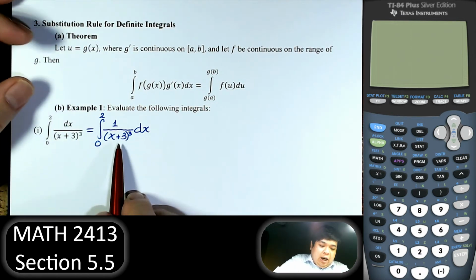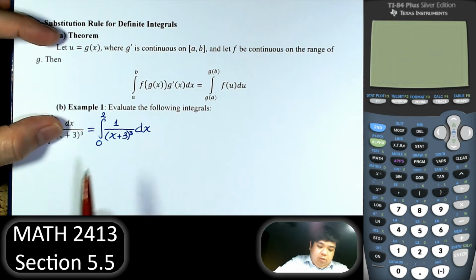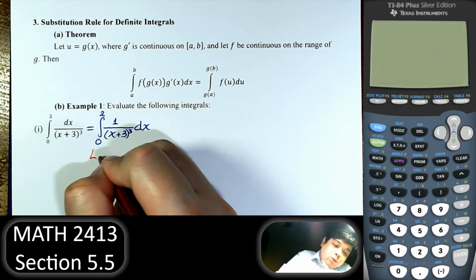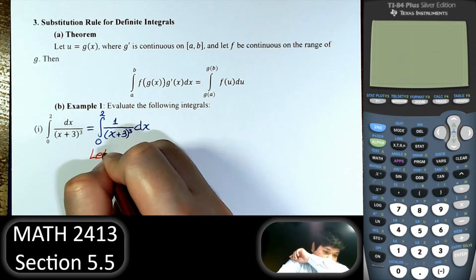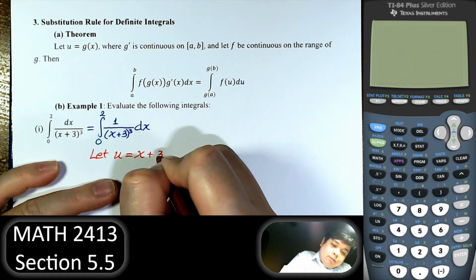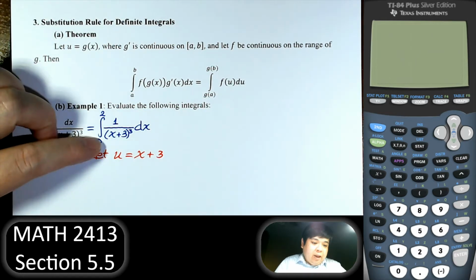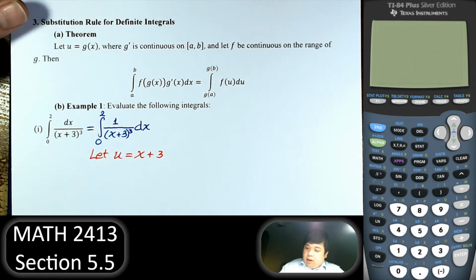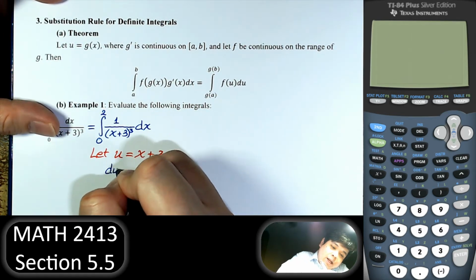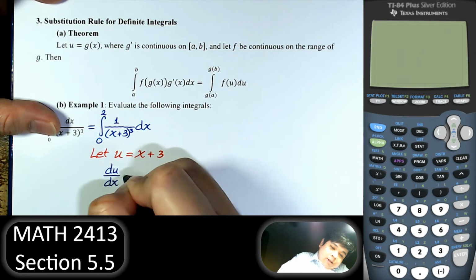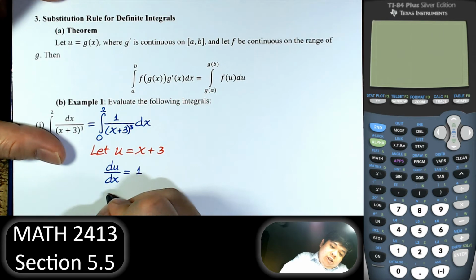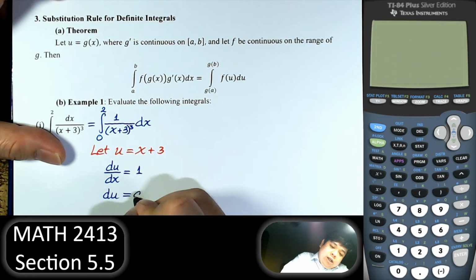So you know that it's going to be u equal to x plus 3, right? And then we can solve for dx. Take the derivative. The derivative of x plus 3 is 1. Move the dx over, du is equal to dx.